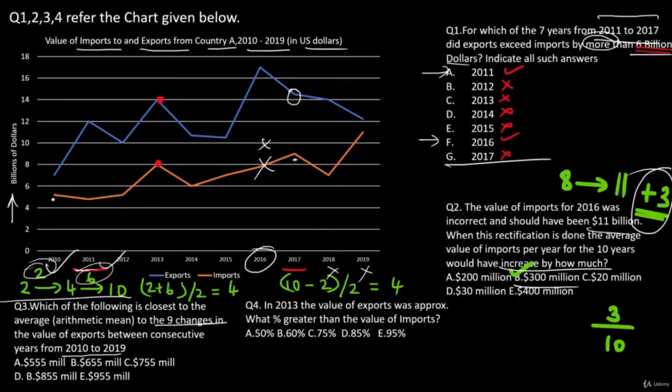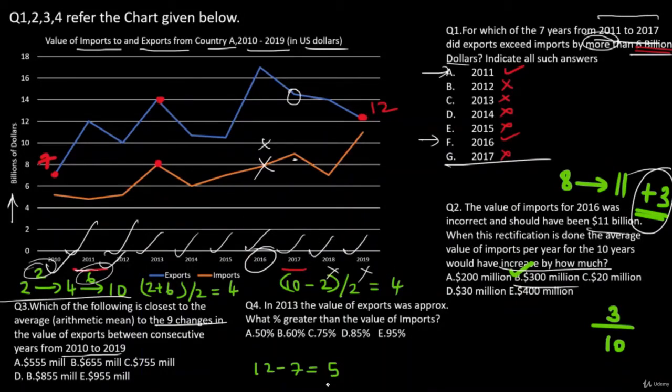So what is the value at 2010? Over here you have 7 billion, right? So this is 7 billion and the last value is approximately 12 billion. All right. So the difference is 12 minus 7, right? Which is equal to 5. So we have 12 minus 7 is equal to 5 and we have 9 changes, right? So 2010 to 11 is one change, 11 to 12 is the second one. Similarly, this is the third, fourth, fifth, sixth, 7, 8 and 9 changes.